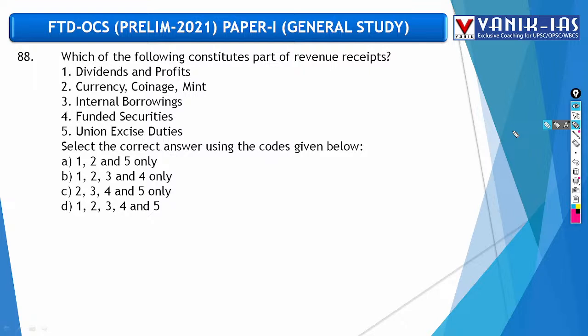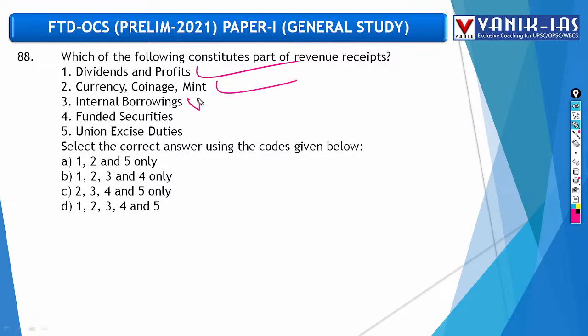Which of the following constitute revenue receipts? Revenue receipts. Dividend and profits. Yes, it's a revenue receipt. Currency, coinage and mint. Revenues. Internal borrowing. No, that is capital.